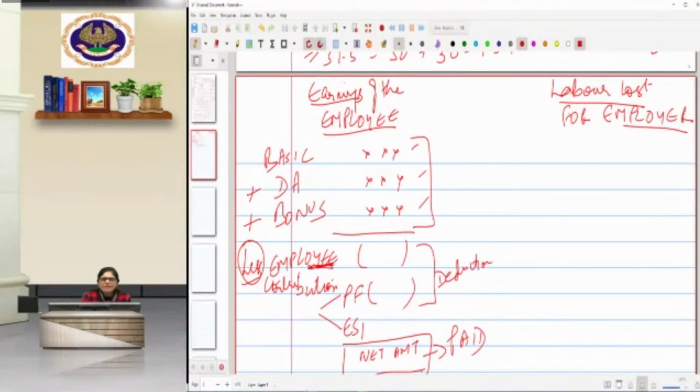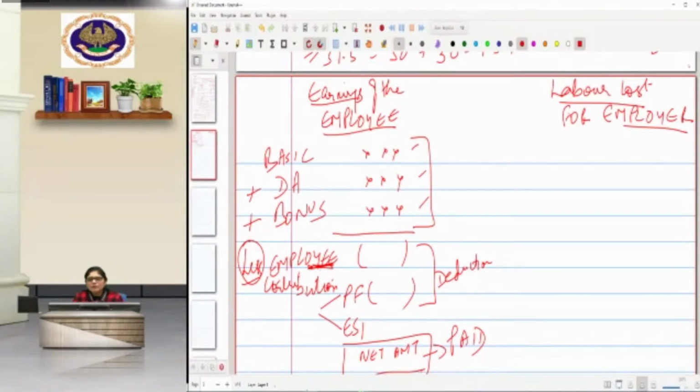and whatever the employee wishes to contribute towards the PF and ESI will be deducted, and the net amount will be paid to the employee. So this is how we calculate the earnings. So in earnings, we take the employee contribution and we deduct it.